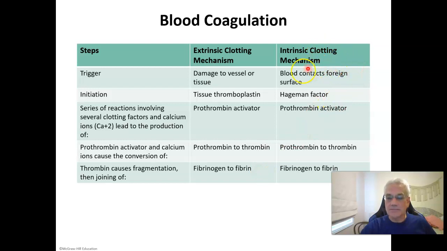Over here, intrinsic, you have to have it contacting a foreign surface. That would be like an infection, an internal infection in your blood. Easiest way to think about it. That's not the only initiation, but that's an easy way to think about it. Once that gets going, Hageman factor, factor 12, gets involved, and it starts this chain reaction, this cascade mechanism, eventually resulting in the same thing. Prothrombin activator activates prothrombin to thrombin. Thrombin converts fibrinogen to fibrin. You're off to the races.